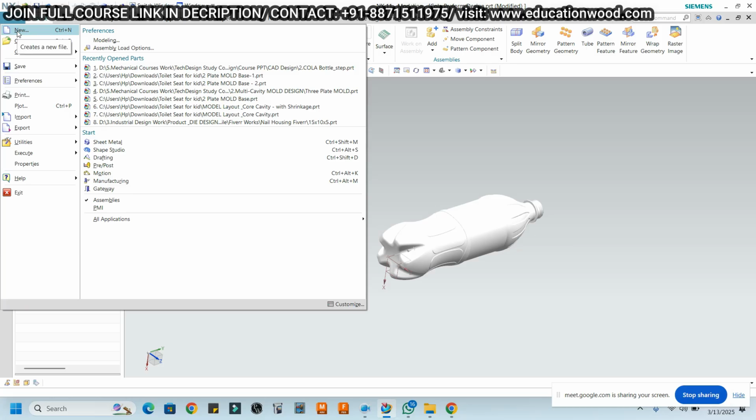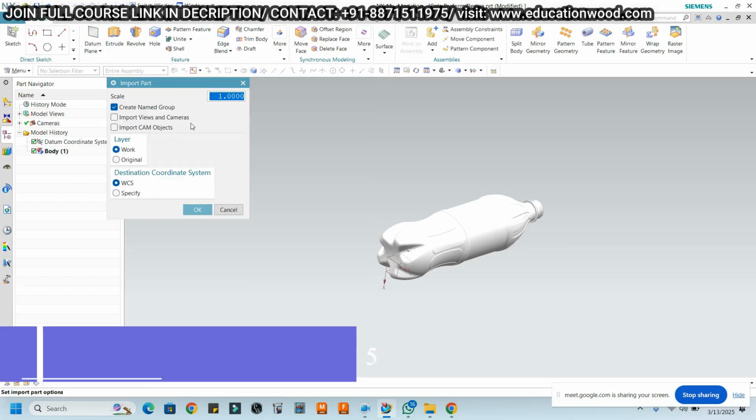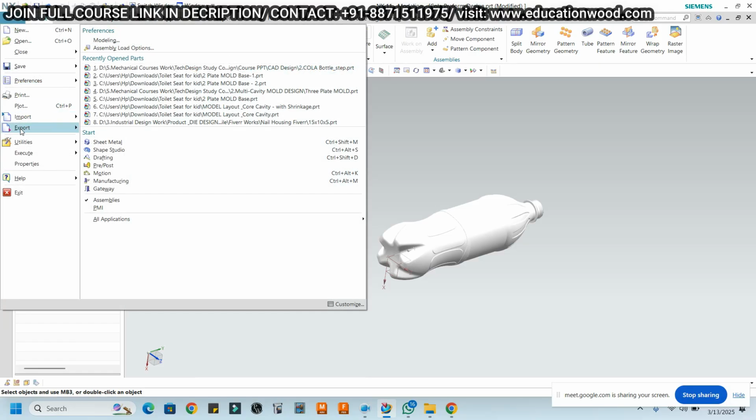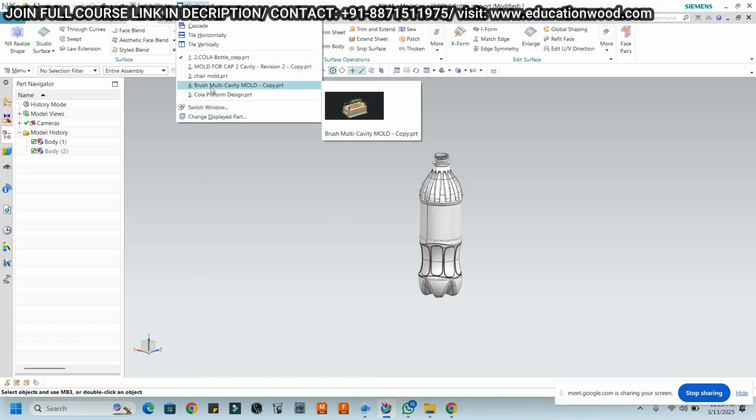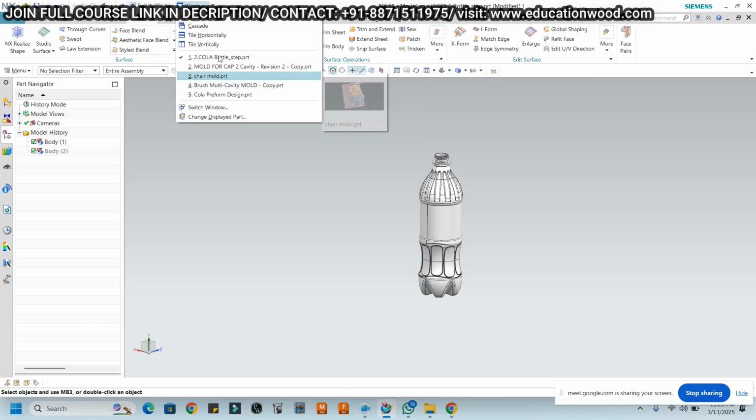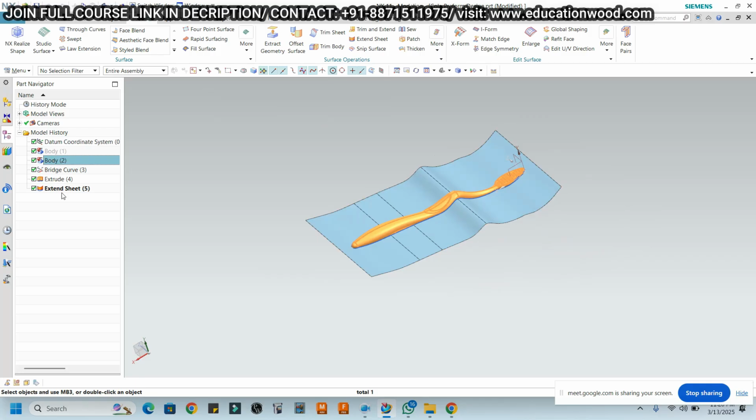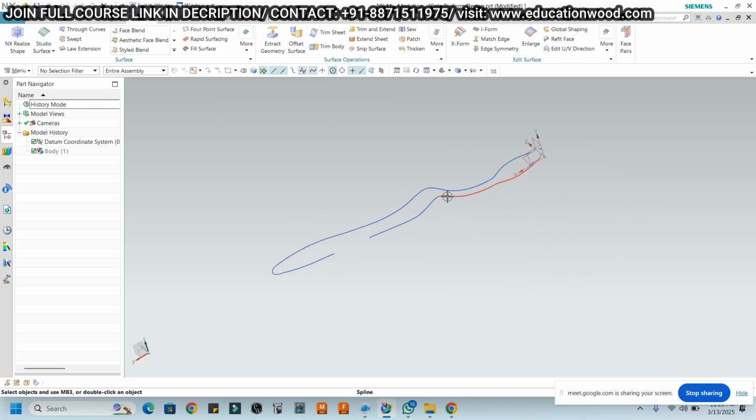just for an example, one minute, I'm importing one more component. A bit better than injection molding, but complex components are also done in blow molding. Understood? Okay, I'm just hiding this one, and hiding this one also, which is the curve.